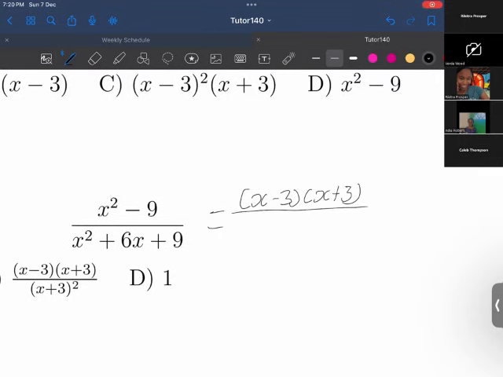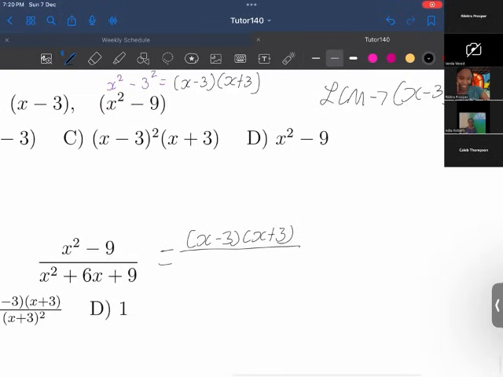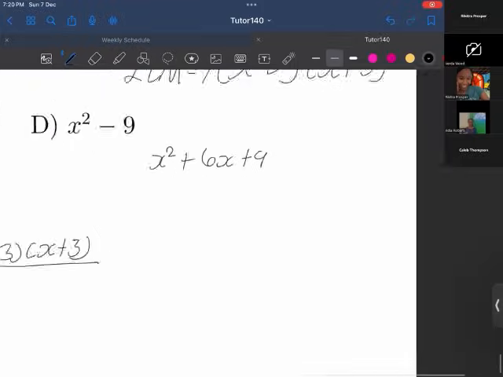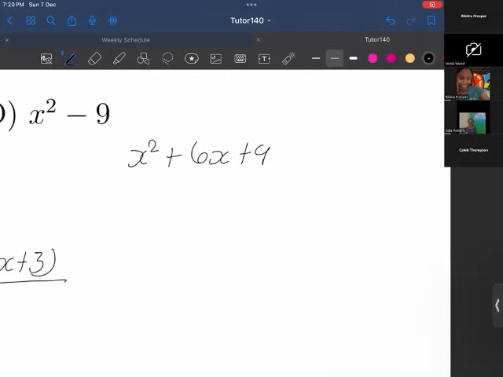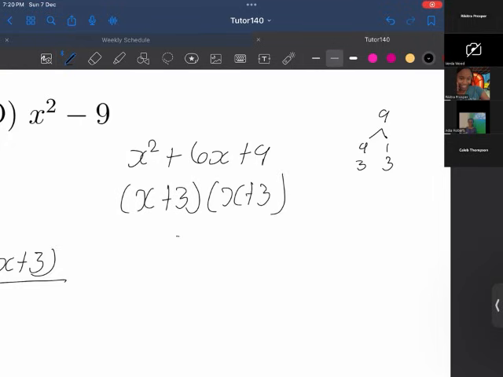But if you want to factorize the denominator, x squared, this is a quadratic equation, plus 6x plus 9. So factors of 9 that add up to 6. So we're going to take 9 and list the factor pairs. So 9 and 1, 3 and 3. 3 plus 3 is 6, and 3 times 3 is 9. So we're going to use that. So what we have is x plus 3, x plus 3. If you see, that's the same thing. So we could just say x plus 3 squared.